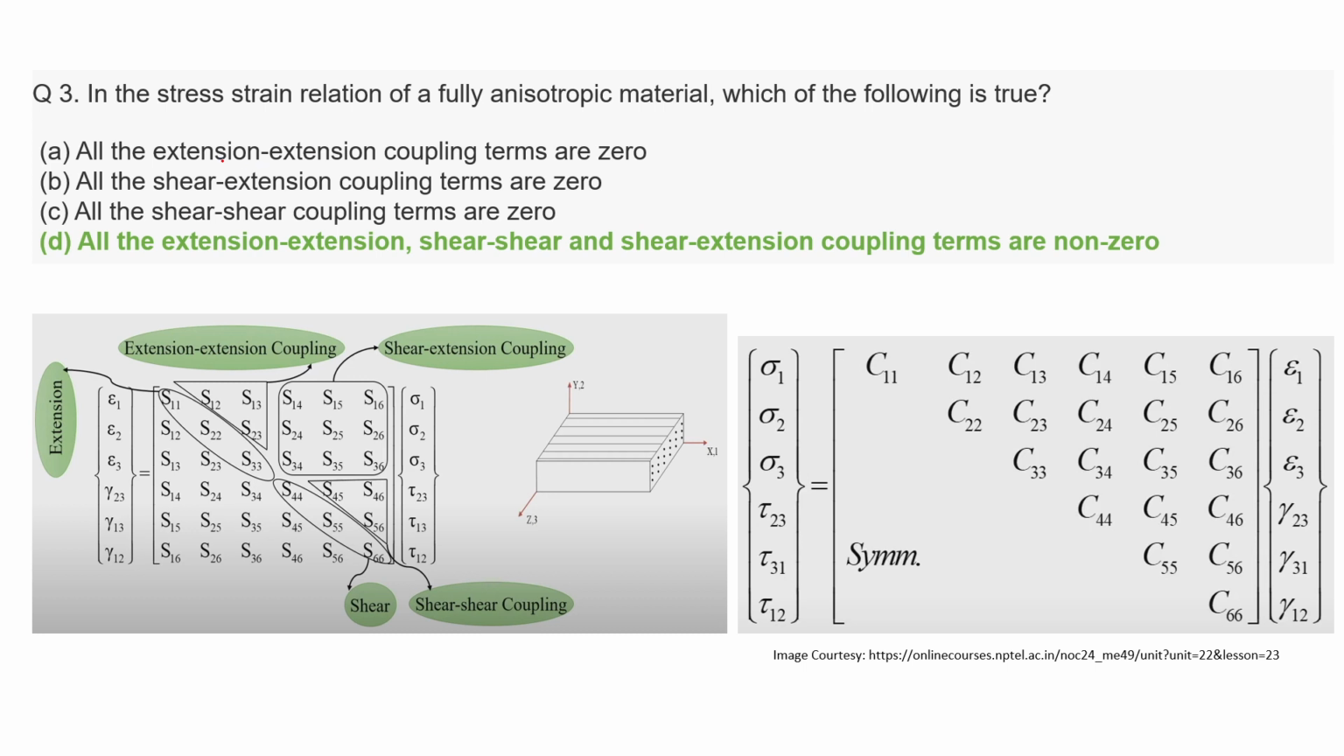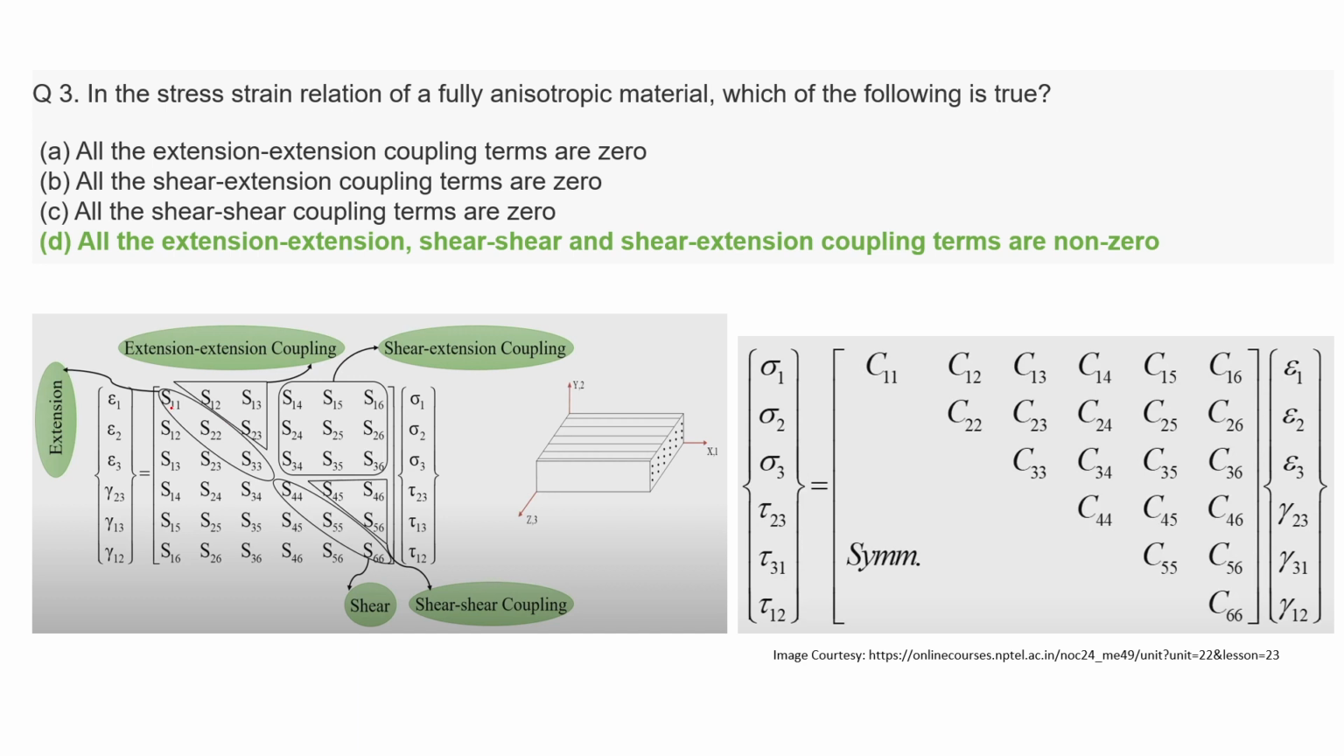So what are these terms? This extension, shear extension and all. So you can see this is an anisotropic compliance matrix. The compliance matrix gives a relation between the strain and the stresses. So here, if there is a certain stress, that is sigma 1, the strain in direction 1 will be equal to S11 into the stress in direction 1. So these are directly related to each other. So epsilon 1 equals S11 times the stress in direction 1, strain in direction 2 equals S22 times the stress in direction 2, and so on.